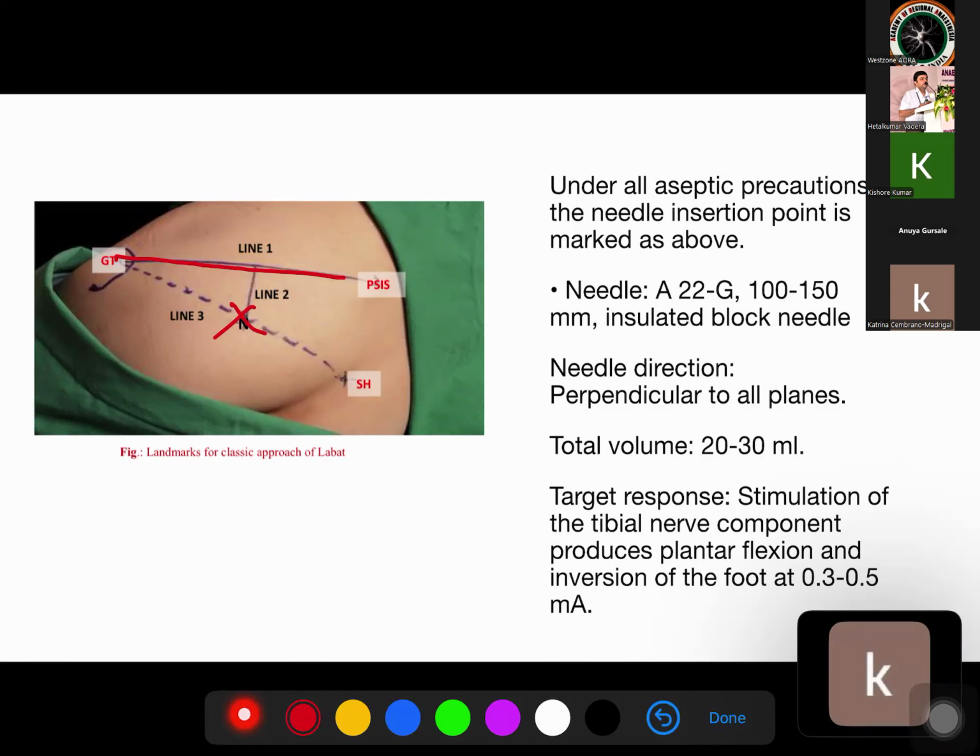So under all aseptic precautions, the needle incision point is marked as above. A 100 mm stimulating needle will be used, and the needle direction will be perpendicular to all planes. The total volume of local anesthesia used will be 0.4 ml per kg. The target response will be stimulation of the tibial nerve component, producing plantar flexion and inversion of the foot at 0.3 to 0.5 milliamperes.